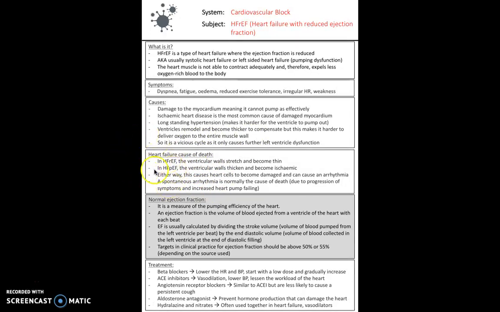In the preserved ejection fractions, the ventricular wall will hypertrophy and thicken and therefore become ischemic because blood won't be able to reach the whole of the wall. So there's two mechanisms there in which heart failure can cause death. But either way, the heart cells will become damaged. It can cause an arrhythmia, and it's usually a spontaneous arrhythmia that causes death in these patients.